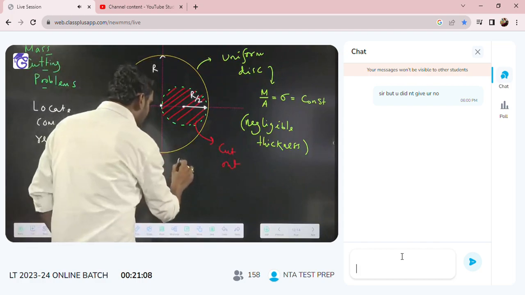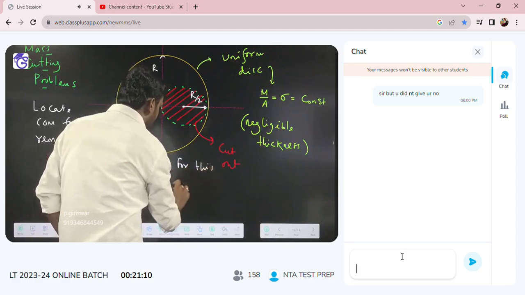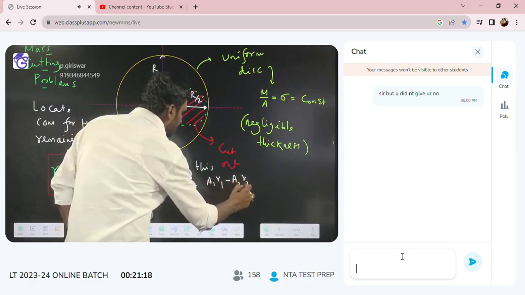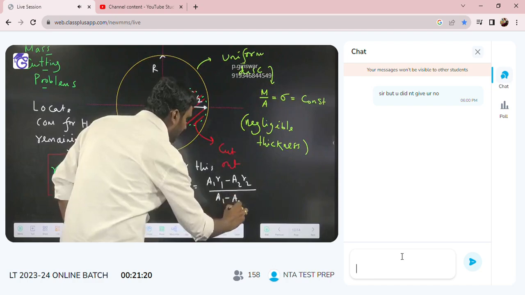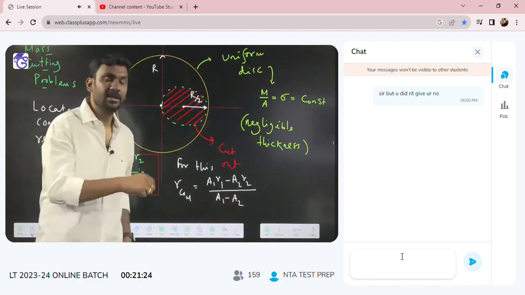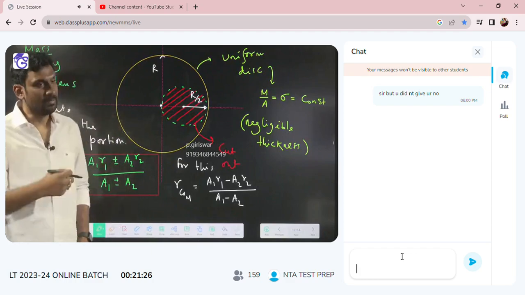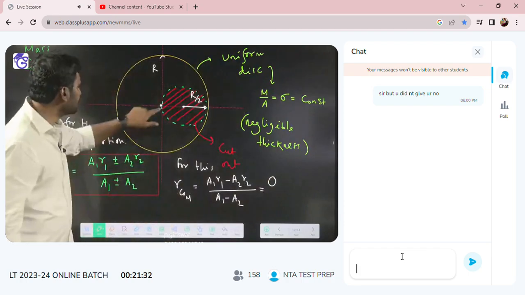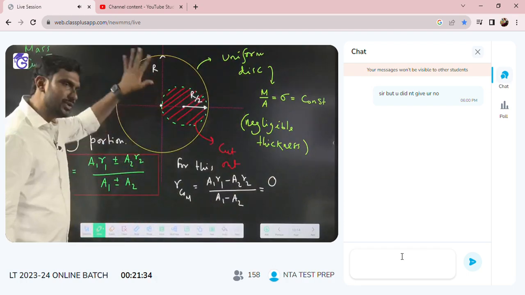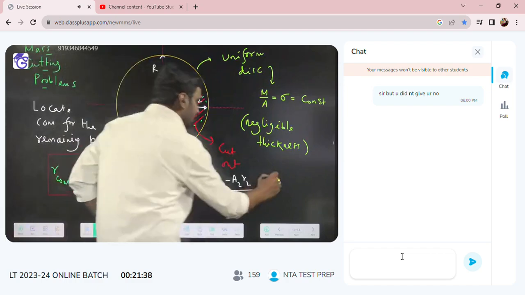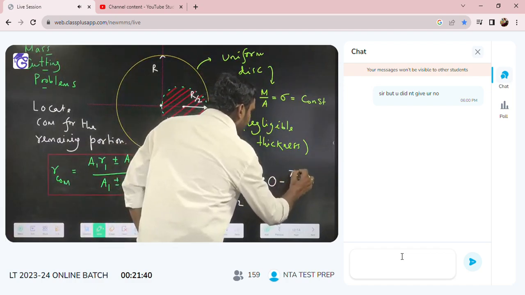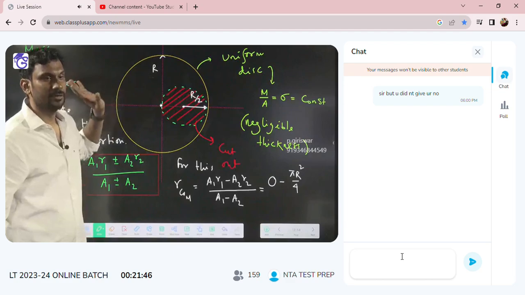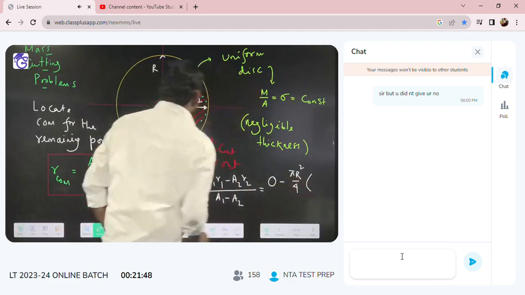So here in this case, the formula R center of mass will be A1R1 minus A2R2 by A1 minus A2. Why minus sign? Because mass is taken out. Everyone clear? A1R1, don't you think it is 0 because it's the origin? So R1 is equal to 0. So A1 into R1 is equal to 0 minus A2. A2 is nothing but pi r square by 4, the smaller area. Into R2, the center of mass of the smaller disk.